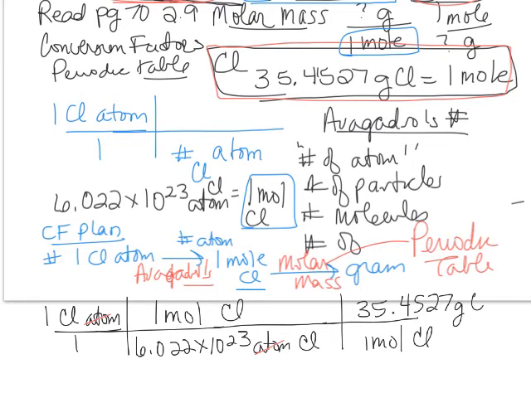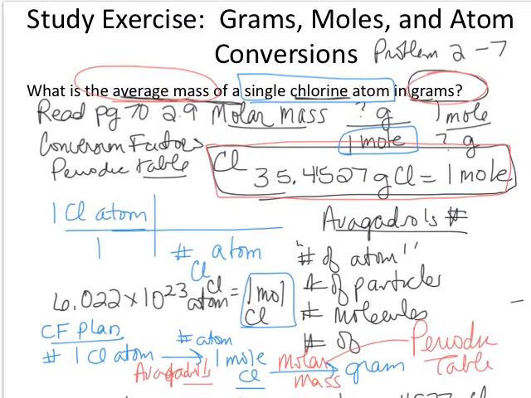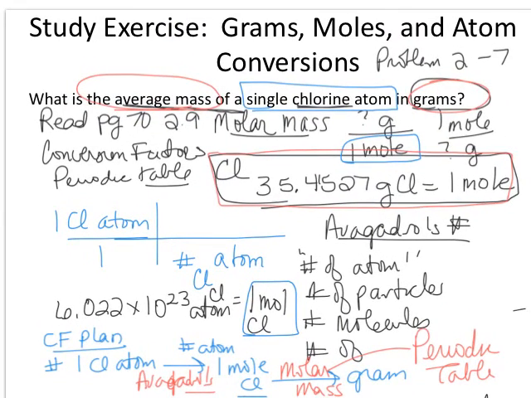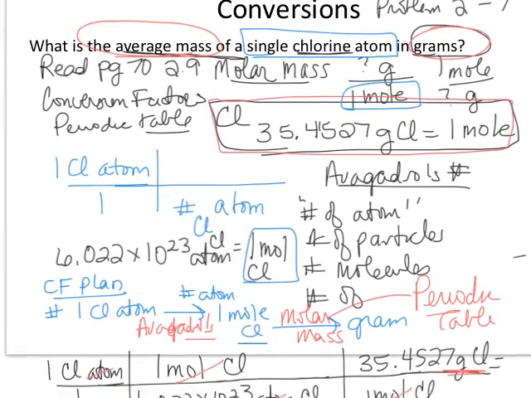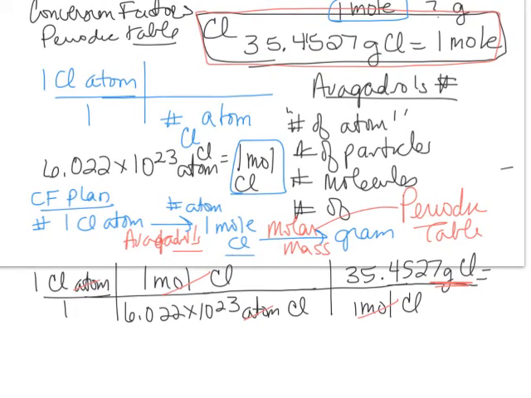And we have 35.4527 grams of chlorine. And I always write down whatever atom or molecule I'm using because it gets really complicated, like in the next chapter, when you're changing from chlorine to oxygen or to nitrogen. So it's just a good habit to get into. As you can see here, moles on top and moles on bottom cancel out, and you're left with grams. The problem says what is the average mass in grams, so that's what you're looking at for a single chlorine atom.